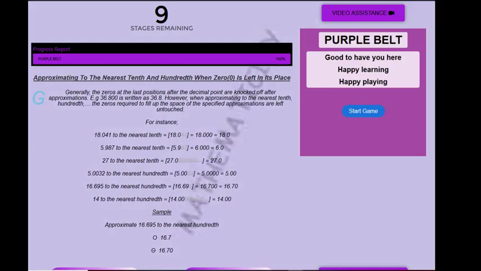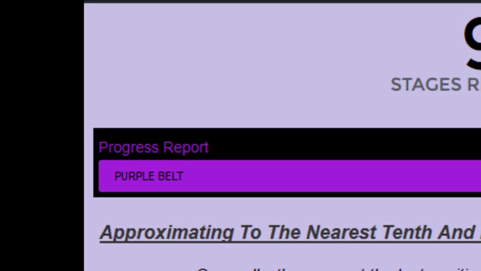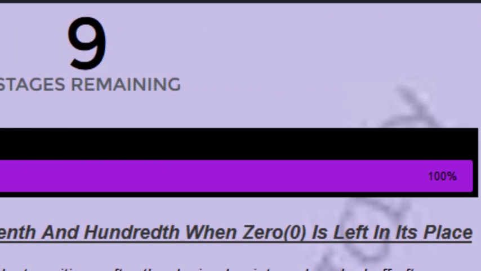Okay, right now this is stage 14 on approximation games, Math City games, and here is the purple belt, and I want to show you how to approximate to the nearest 10th and 100th when 0 is left in its place.